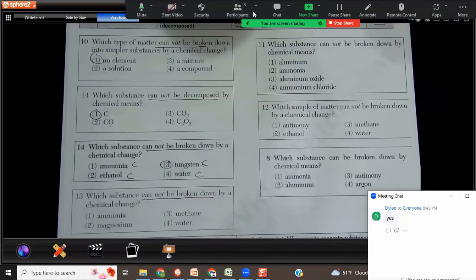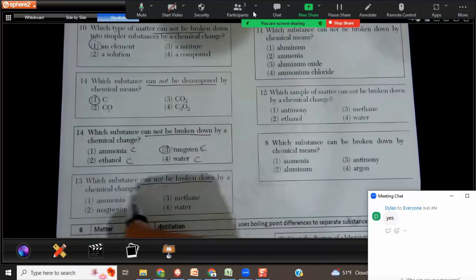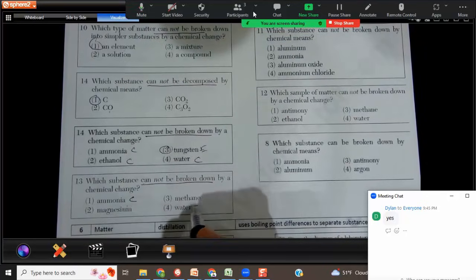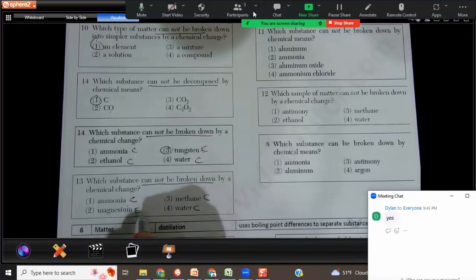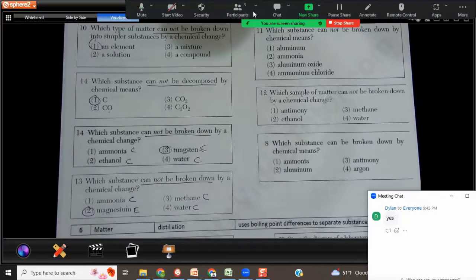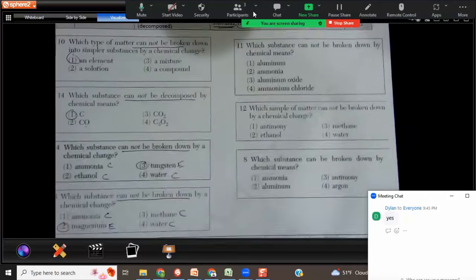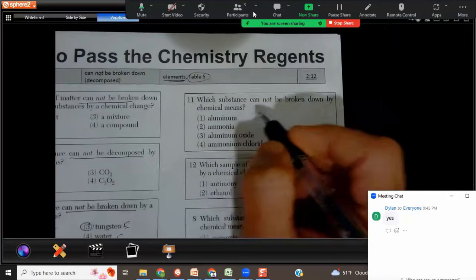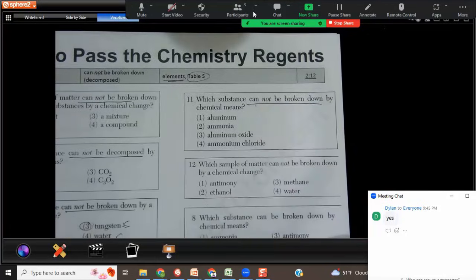And next up, cannot be broken down. Again, we're looking for an element. And notice they're even using the same choices. Water is a compound. Methane we spoke about earlier is a compound. And magnesium is the element. Choice 2. It's going to be an element every single time they say cannot be broken down.